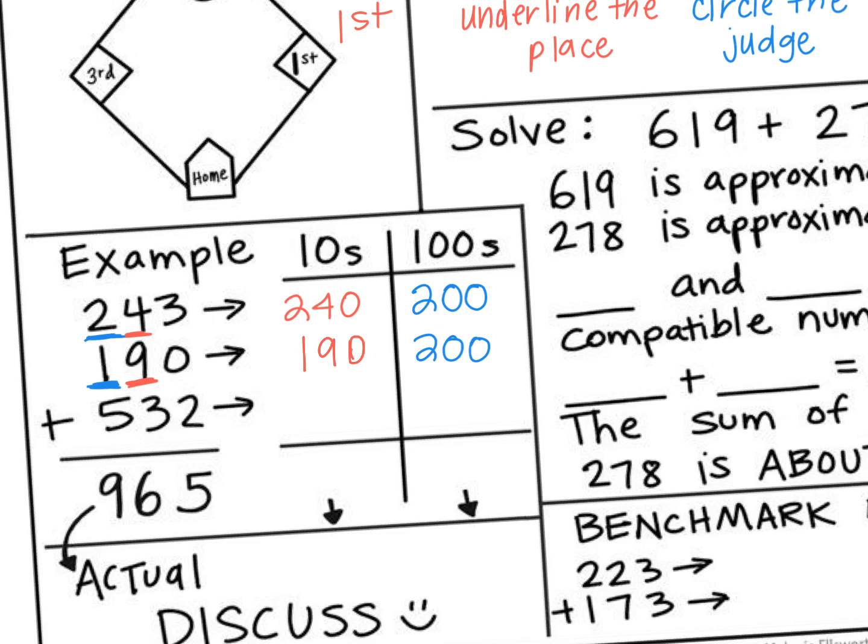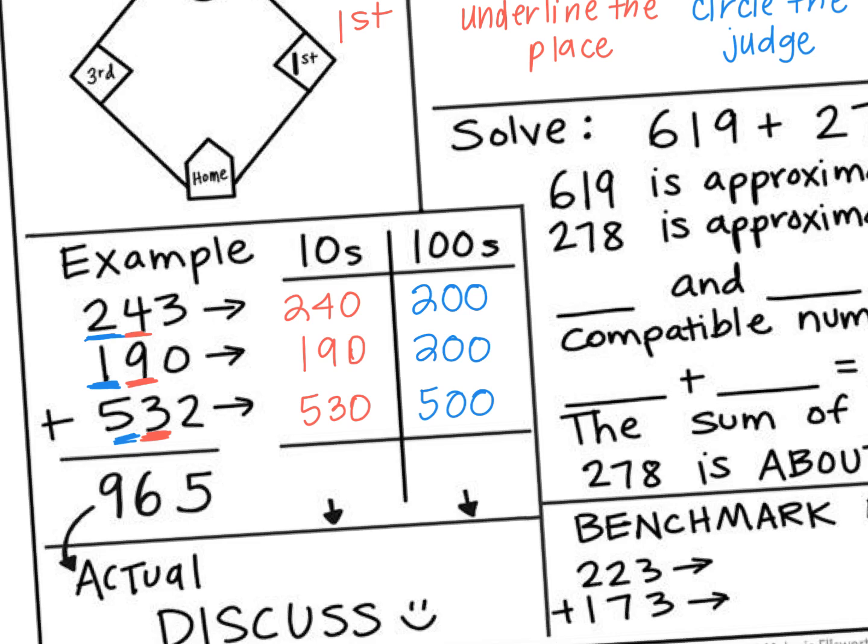Okay, what about 532? If I round it to the tens place, is it going to be 530 or 540? 530. You guys are doing great. And then it would round all the way down to 500. Good.